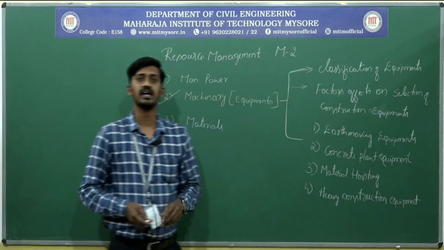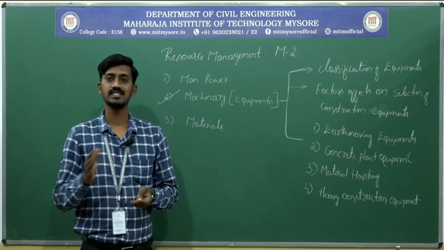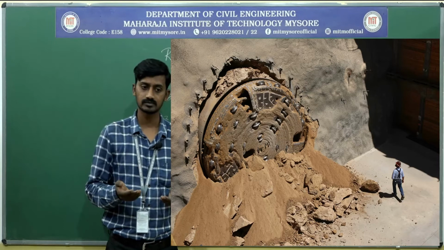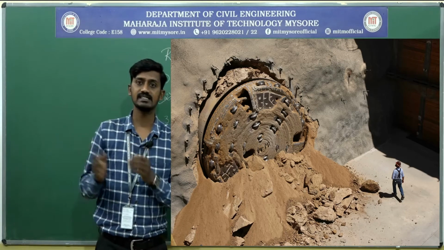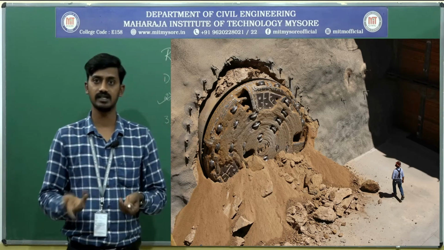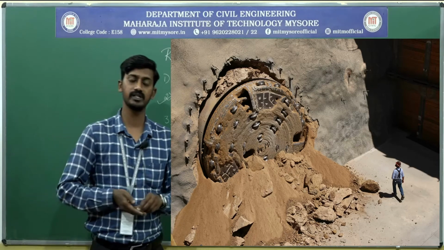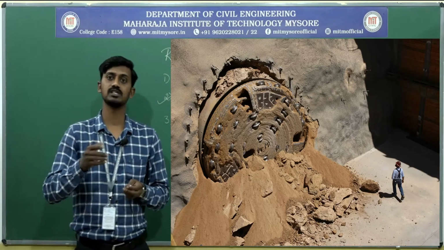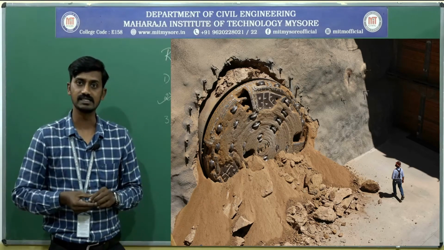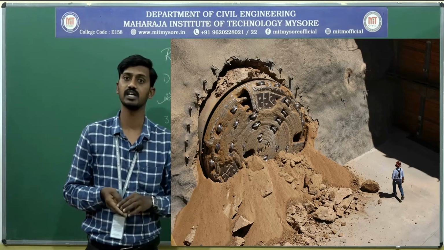Heavy construction equipment. Where will this heavy construction equipment come into the picture? Just imagine tunnel construction, or where hills or stone hills are broken into a number of pieces to get small aggregates, which can be considered as coarse aggregate. There we definitely need special equipment which can drill to a certain extent to make a pathway or roadway to the other side of the hills. So just imagine the size of the equipment we use, that can be considered as heavy construction equipment.